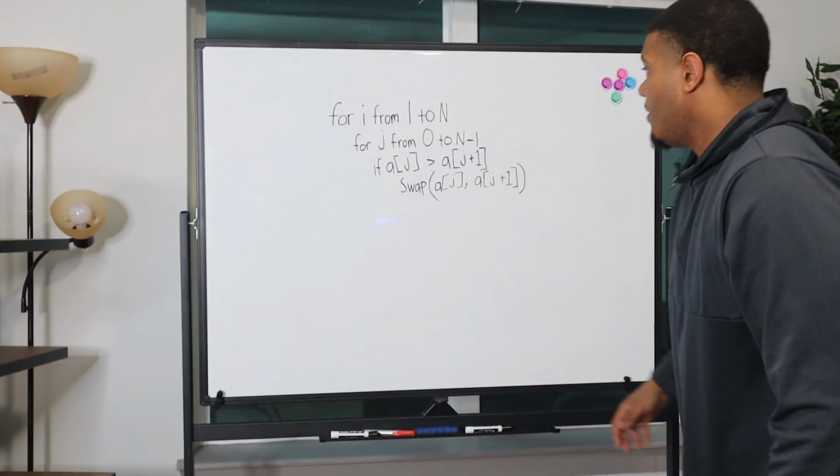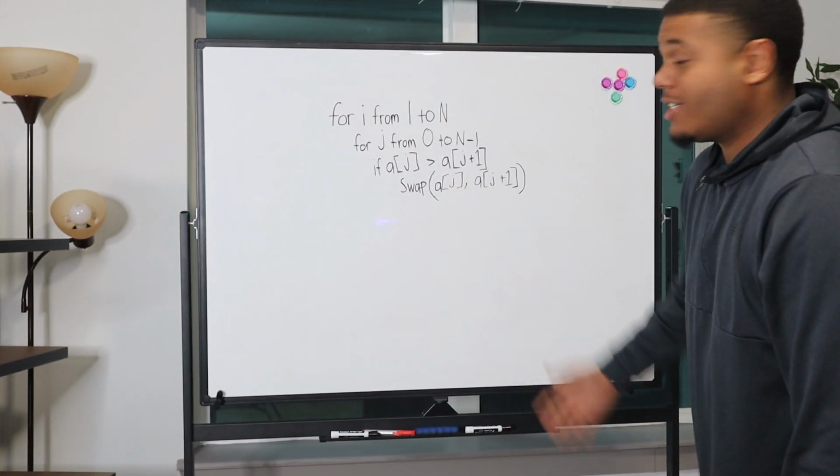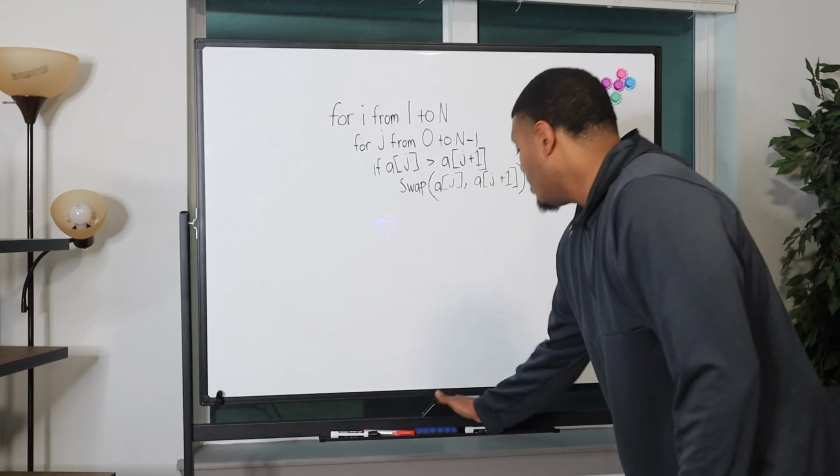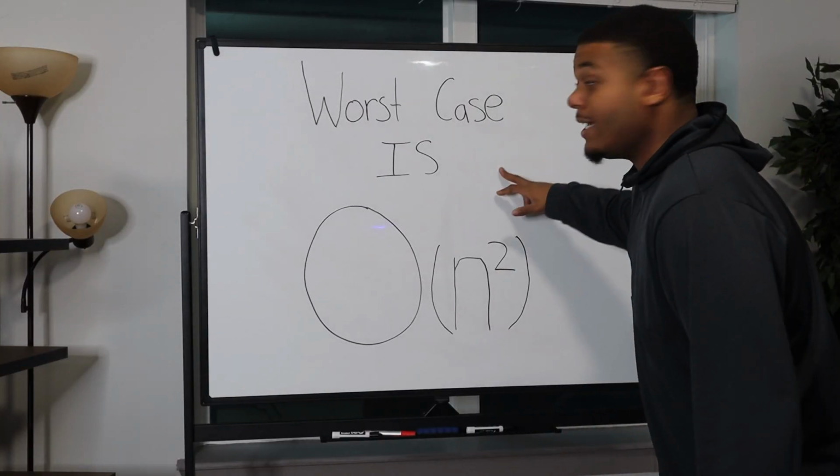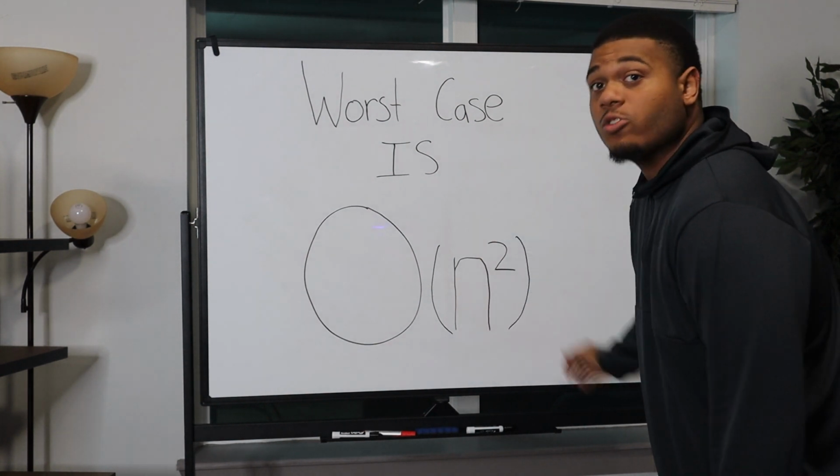Oh, before you go, let me show you the pseudocode for the bubble sort. As you can see, this is a nested for loop, and in this case, the worst case is big O of n squared.